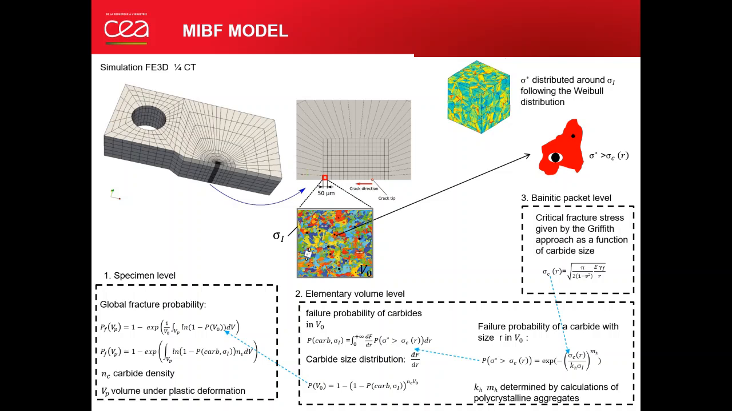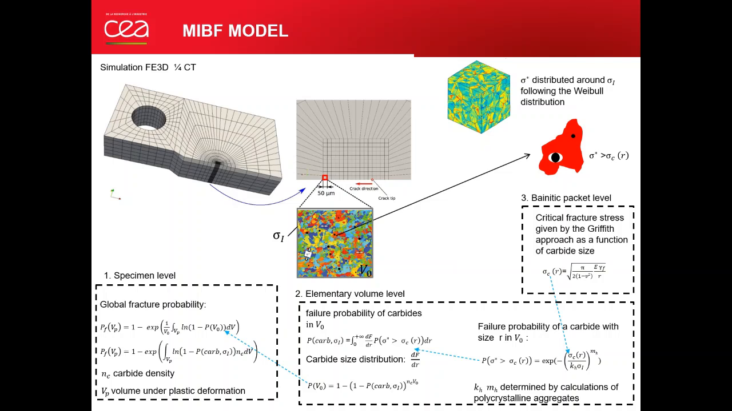The elementary volume level is the intermediate scale in the current model, which corresponds to a volume element in the finite element model. Each elementary volume V0 is subjected to a stress field from the applied global load on the specimen, and inside each packet we have a different stress field. The stress distribution in each packet is obtained by calculations on polycrystalline aggregates.